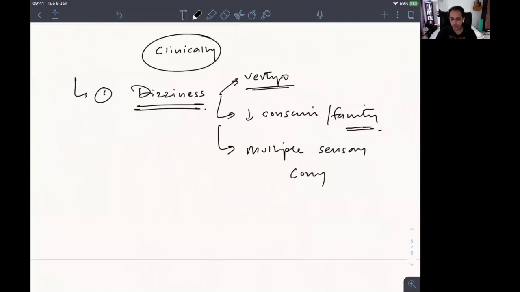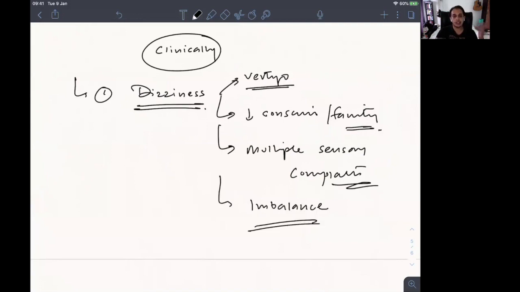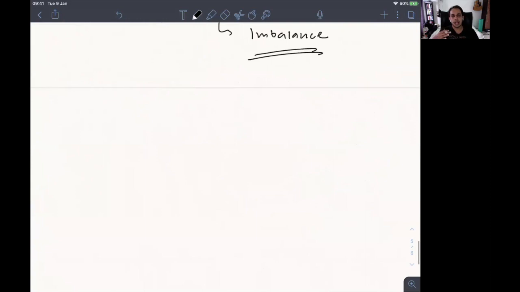So dizziness is very vague, but it is part of the challenge of diagnosing a vestibular dysfunction, that you need to understand what kind of dizziness it is. So when a patient says I'm dizzy, what does that mean? Do they have vertigo? Do they have fainting or blackouts? Do they have multiple sensory complaints, or do they have imbalance? Because all of these things will be misinterpreted by the patient as dizziness. So this is how the patient can present primarily.